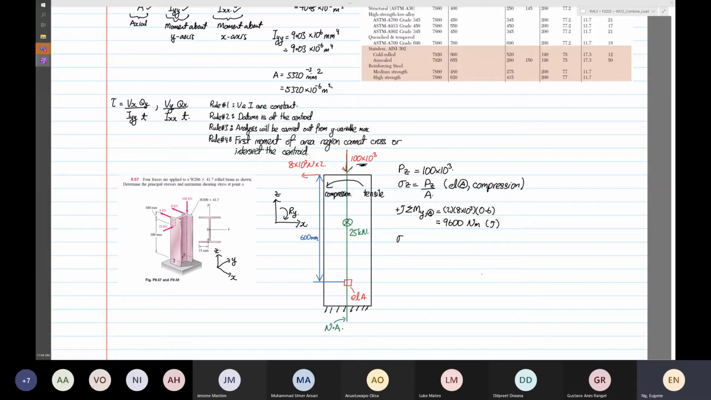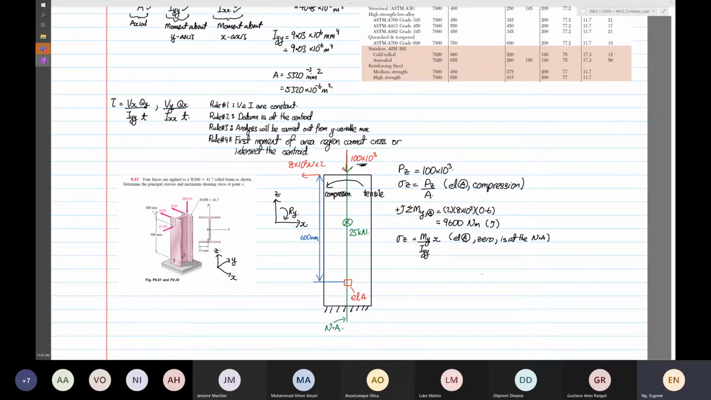You want to calculate stress Z, so this one is equal to moment in the y direction divided by Iyy multiplied by x. Right? So you realize that for this case, element A is equal to 0. Why is it equal to 0? Because element A is at the neutral axis.